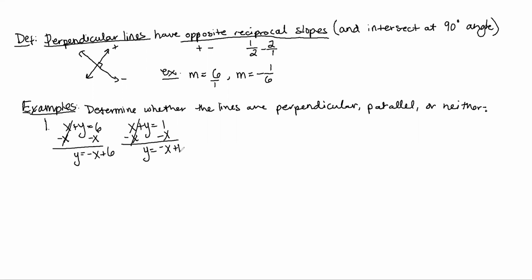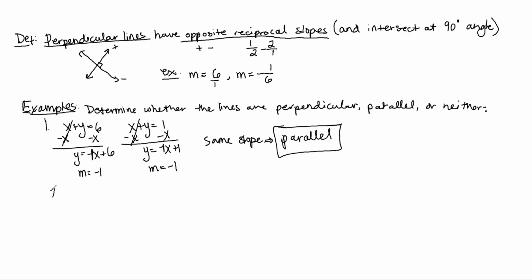All right, so now the slope for this first one is our coefficient here, so it's negative 1. And it's the exact same thing for our second equation. It's also negative 1. So since they have the same slope, we have parallel lines. All right, let's try another one.